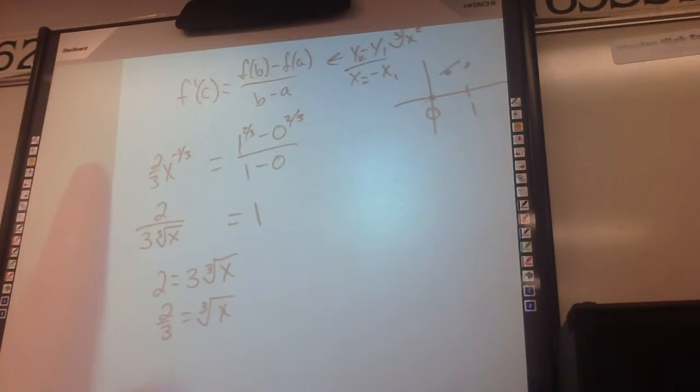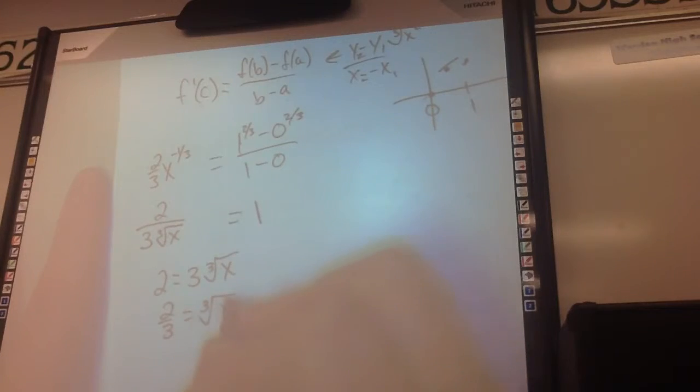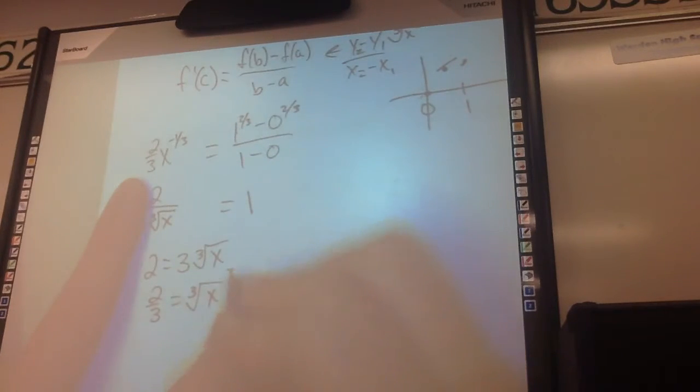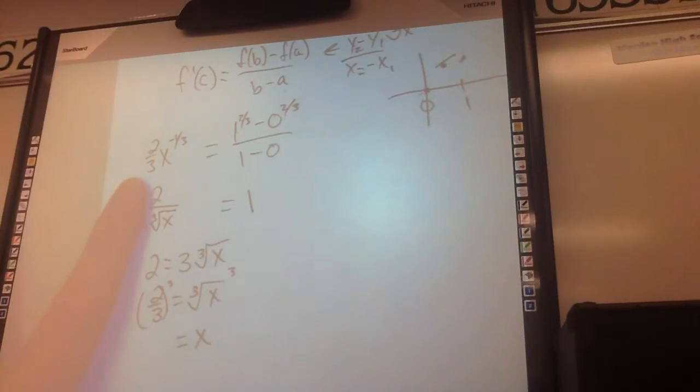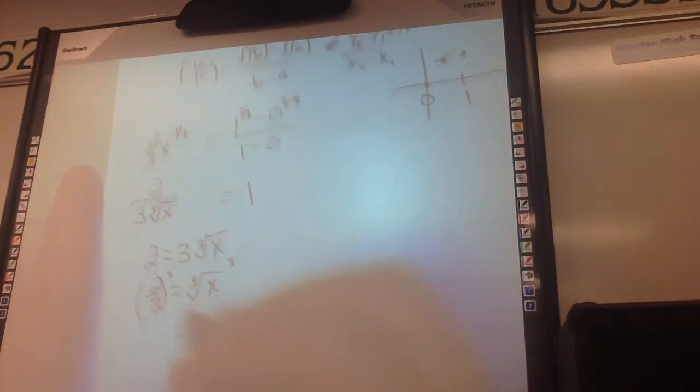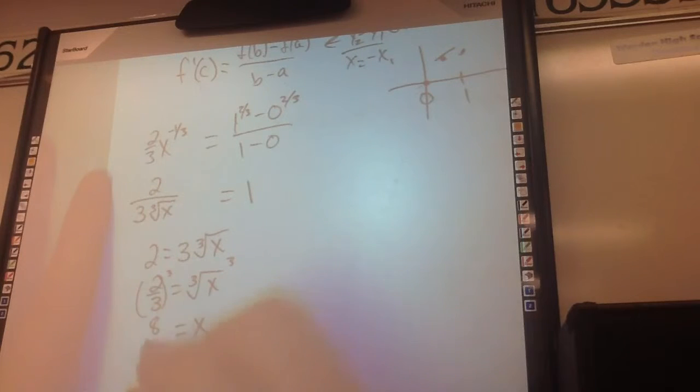How do you get rid of a third root? You cube it, third power. Isn't it called cube? Cubed, yeah, same thing. So 2/3 to the third power without a calculator: 2 times 2 times 2 is 8, and 3 times 3 times 3 is 27.